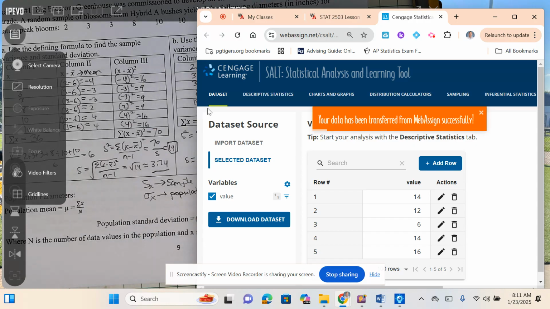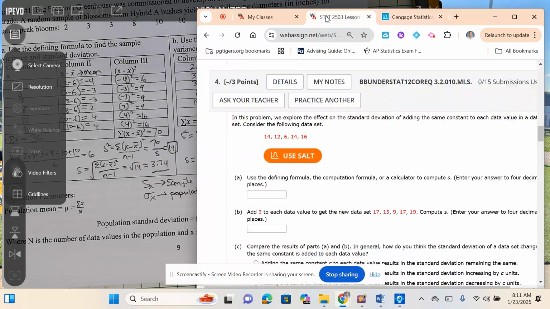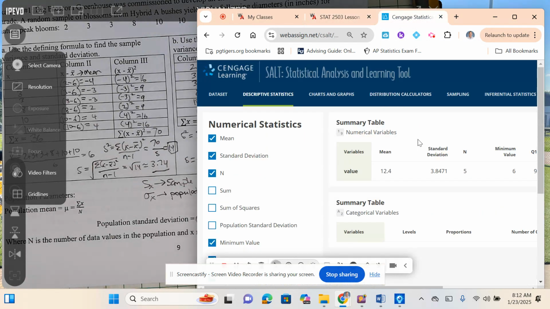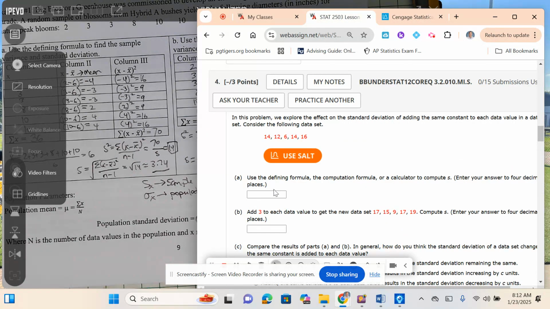So what I would do instead of using the defining formulas, I'll go to descriptive statistics, and I'm looking for, or the computation formula or a calculator. Oh, they said or a calculator. Maybe I should read the whole question. Or SALT to compute S. Now S is the sample standard deviation, and that's going to be the default standard deviation that SALT's going to give you. There is a population standard deviation. It's not given to you. They give you the default. So I can just do Control C and then Control V.